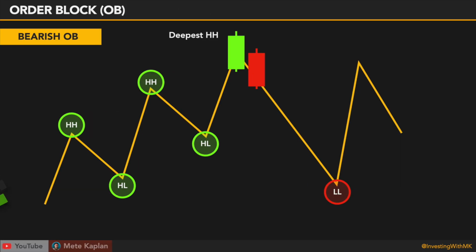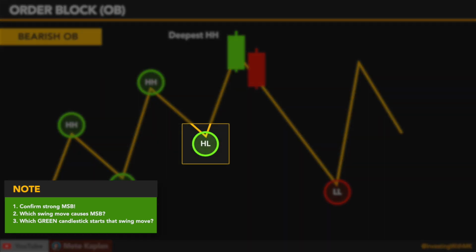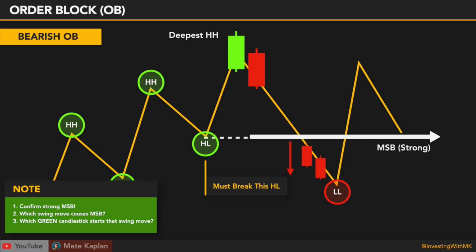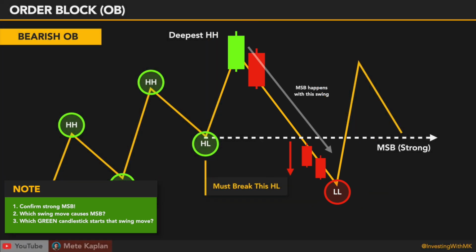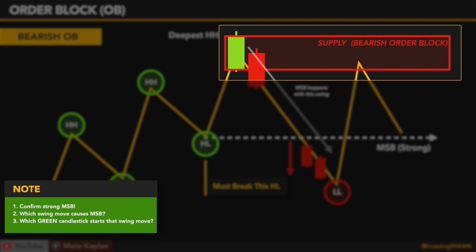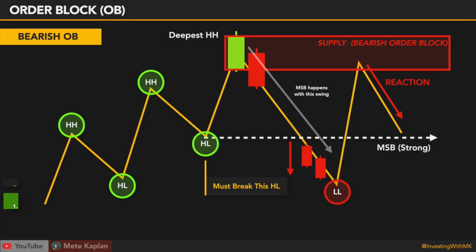Let's check the bearish order block. 1. Identify the deepest higher high. 2. Identify the higher low that creates the deepest higher high. 3. Confirm the strong MSP. 4. Identify the swing that causes the market structure break. 5. Identify the last green candlestick that starts the swing which causes the market structure to break. This green candlestick is order block, our supply area.